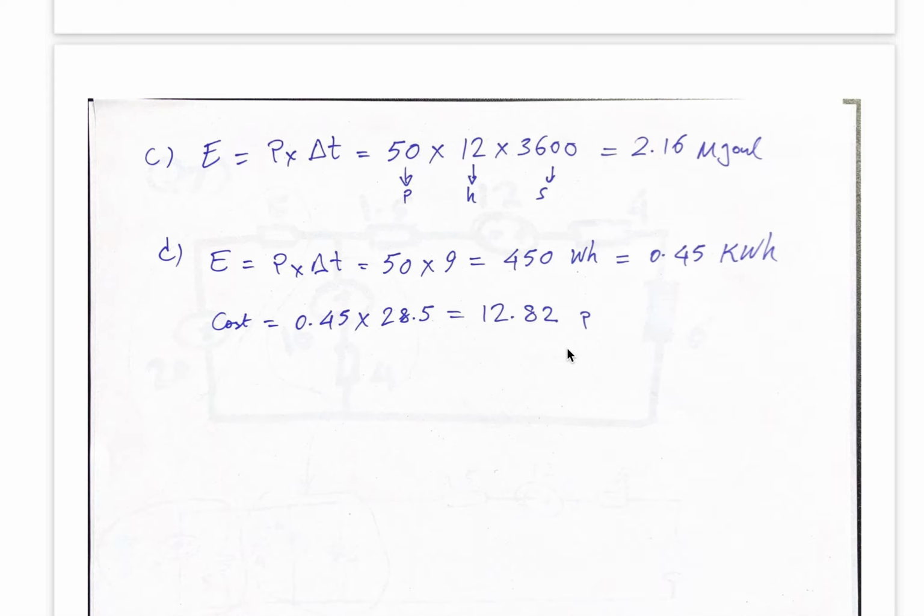Then we know the cost per kilowatt hour. We can just multiply it by the total kilowatt hour, and so we have the total cost.